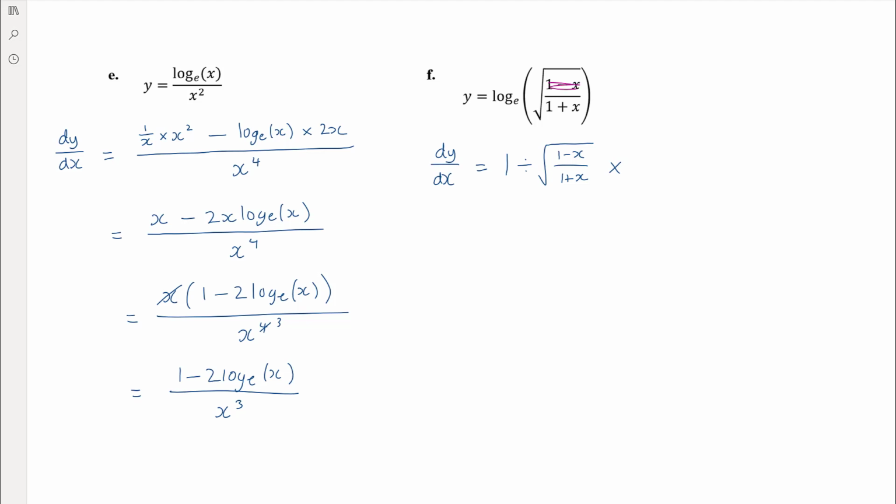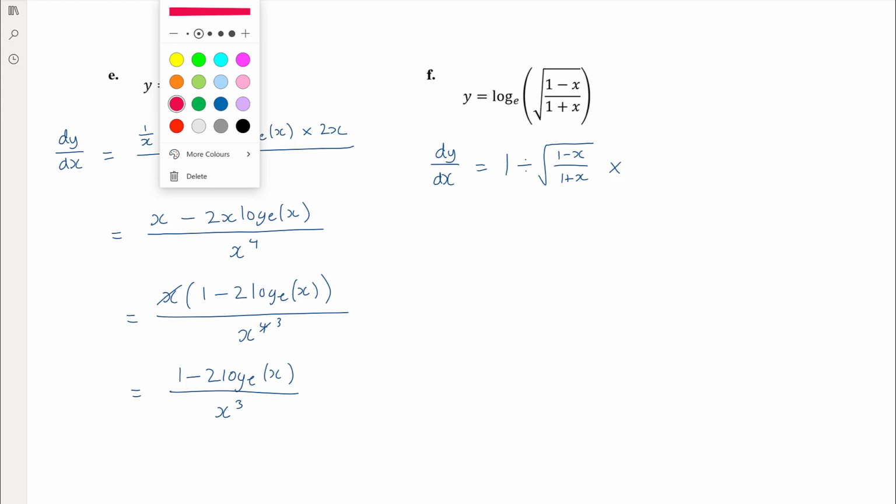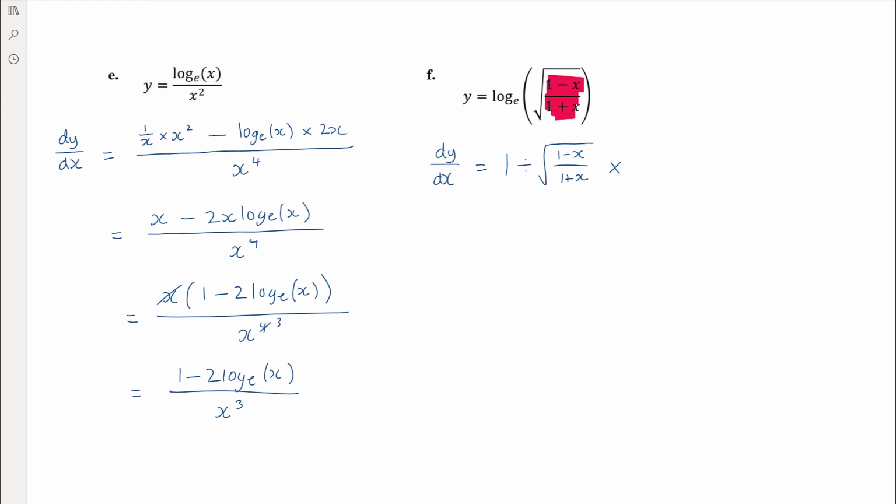So that something, oh sorry, let me change my highlighter colour this time. So this time we've got square root of that thing. So we might now think about what we've got here is 1 minus x on 1 plus x to the power of a half. Okay, so we're thinking about something to the power of a half. When we differentiate that, we get half times that something, sorry, it's 1 minus x on the top, to the negative half. And then we multiply by the derivative of that something.